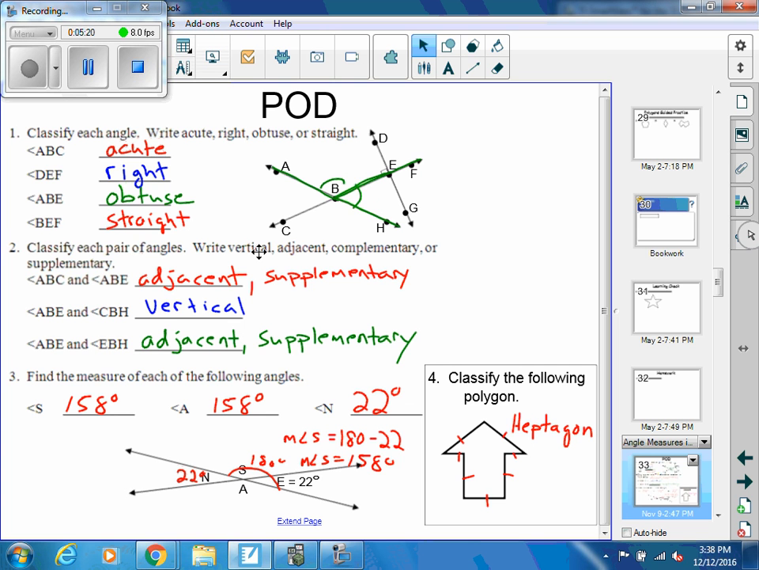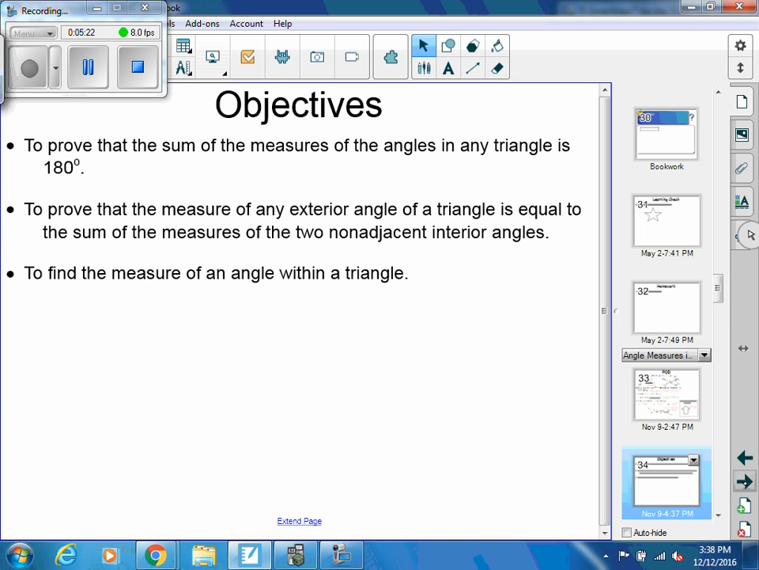We're going to move on to today's lesson, which is on angle measures in a triangle. So you can see the objectives here. We need to prove that the sum of the measures of the angles in any triangle is 180 degrees. We're going to prove that the measure of any exterior angle of a triangle is equal to the sum of the measures of the two non-adjacent interior angles. Lots of words there. And then what we're going to do is use that information to find the measure of an angle within a triangle.